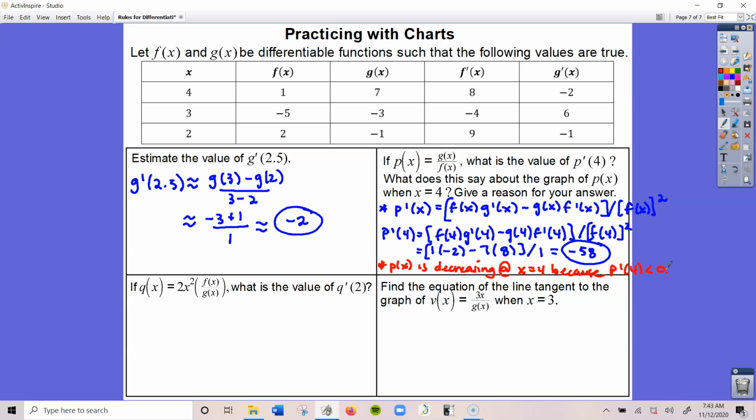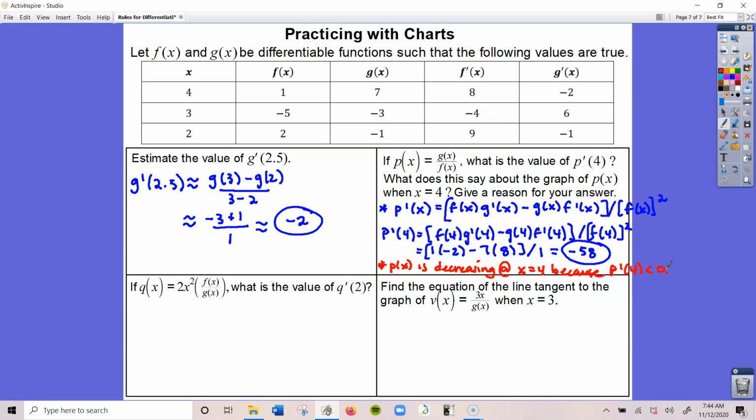Now let's move on to the next part. We have: if q of x is equal to 2x squared times f of x over g of x, what is the value of q prime of 2? Now if you notice your q of x function, not only do you have a quotient in there, but you also have a product. So when we work this out, this is a combination of product and quotient rule.